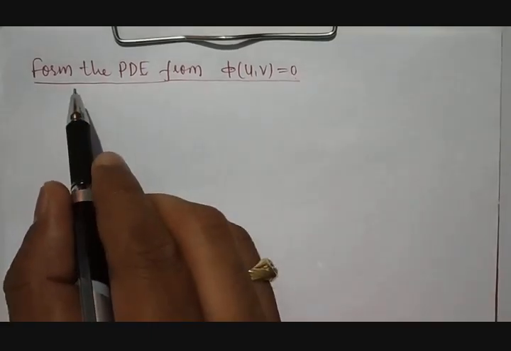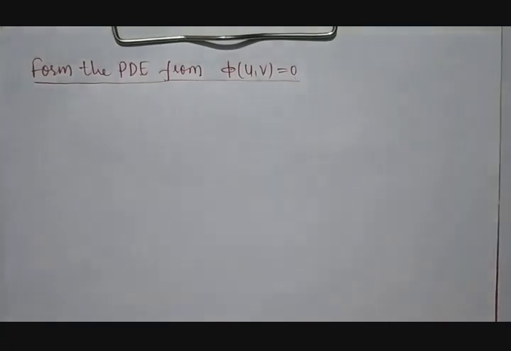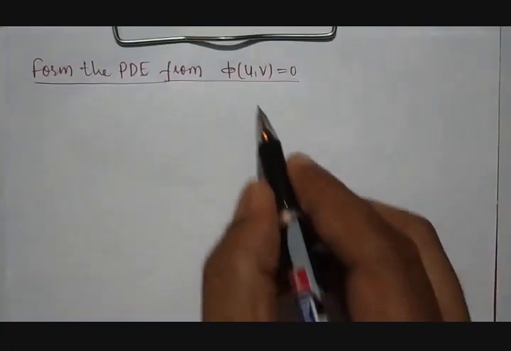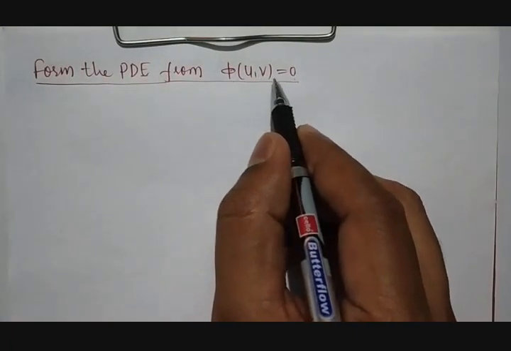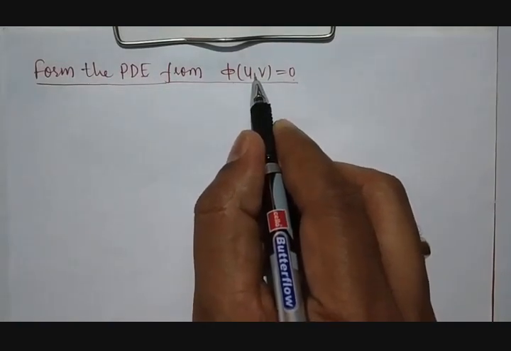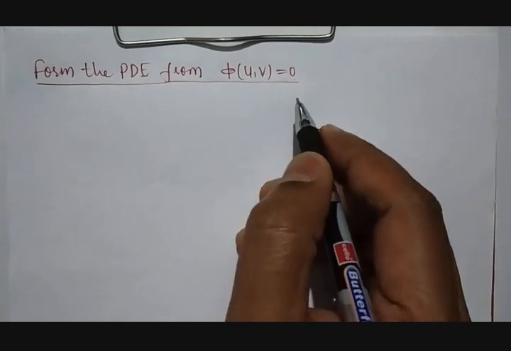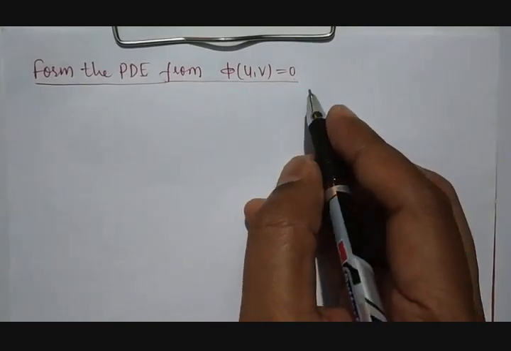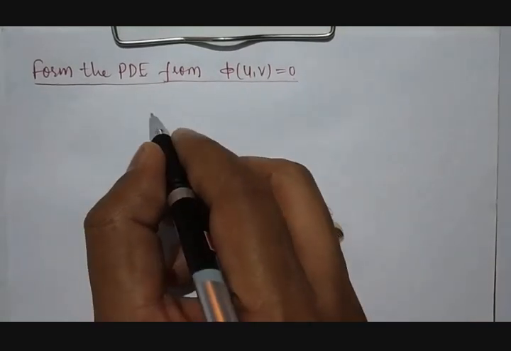Now we'll discuss the formation of a partial differential equation from a pattern of phi of u comma v equal to 0. When the comma comes, it is difficult to differentiate, we all know. Then we need to go through a different way to get a solution. Then we take one example here.